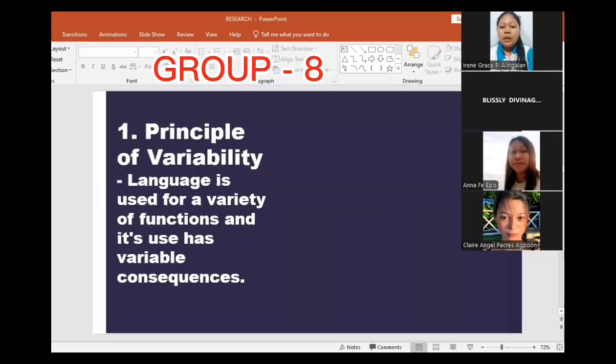First, the principle of variability. When we say variability, from its root word variable, it is the ability to change, adapt, or adjust. The principle of variability: language is used for a variety of functions and its use has variable consequences. Language is very versatile, and the same event or idea can be described in different ways depending on the audience, the purpose of communication, and the context.